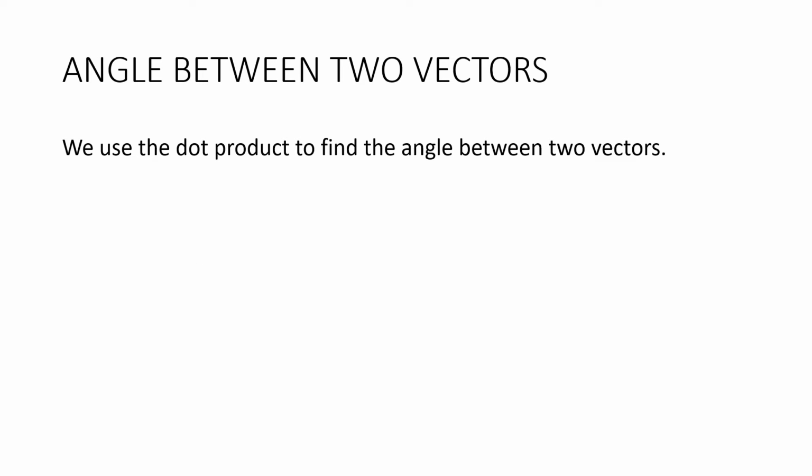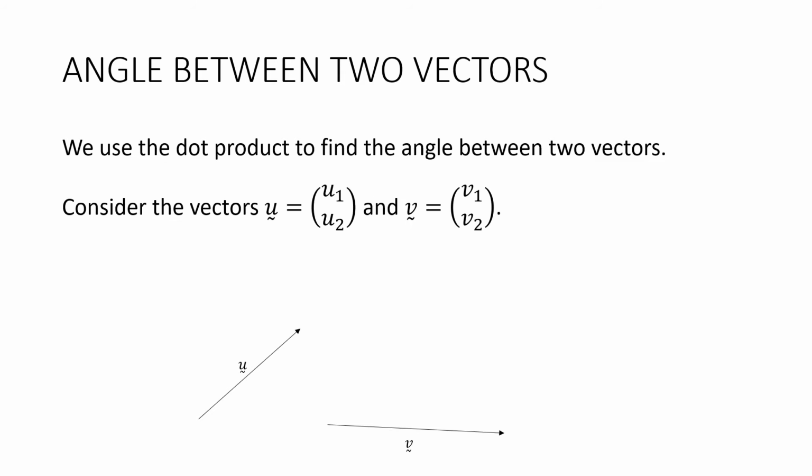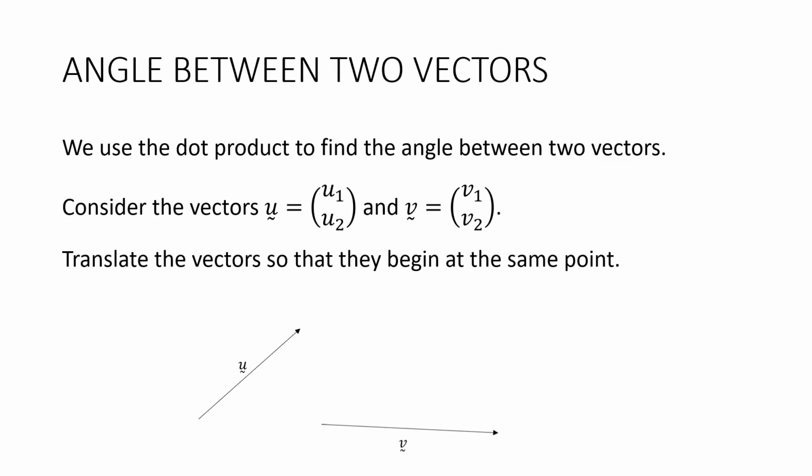But where we really use the dot product is to find the angle between two vectors. Now I'm going to prove this to you. So we'll consider the vectors u and v. I'm going to translate v so that both the vectors begin at the same point. And completing that triangle there, this is the vector v minus u.